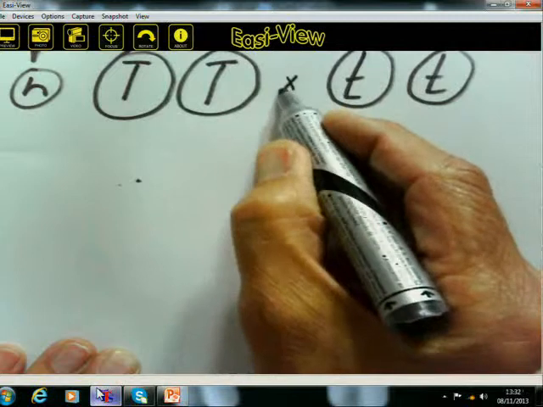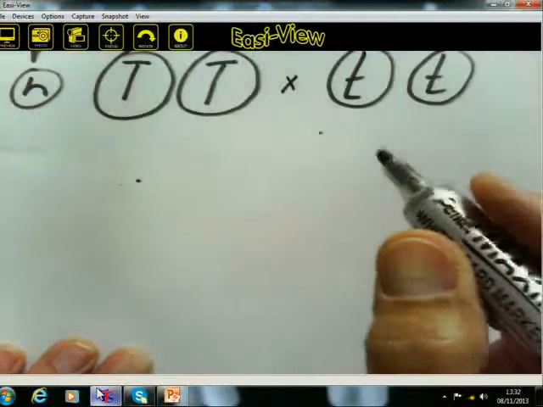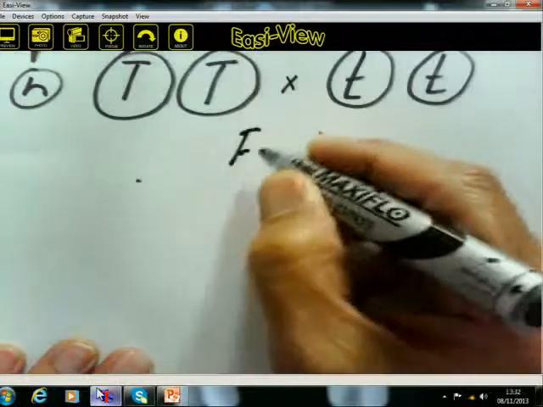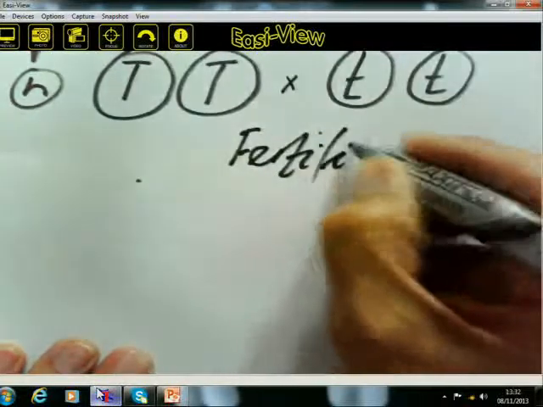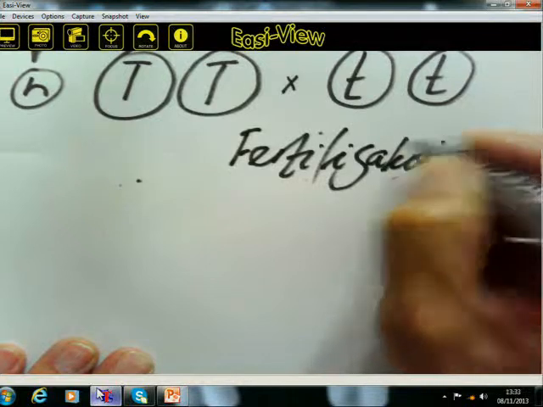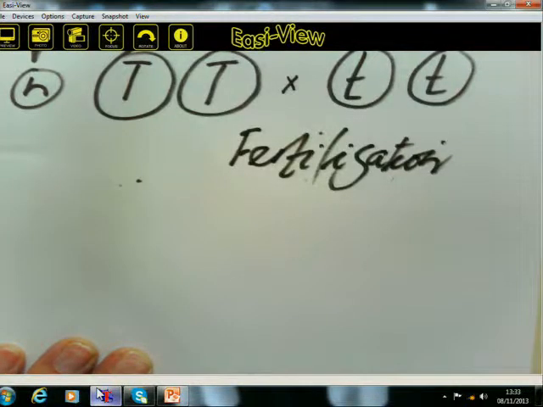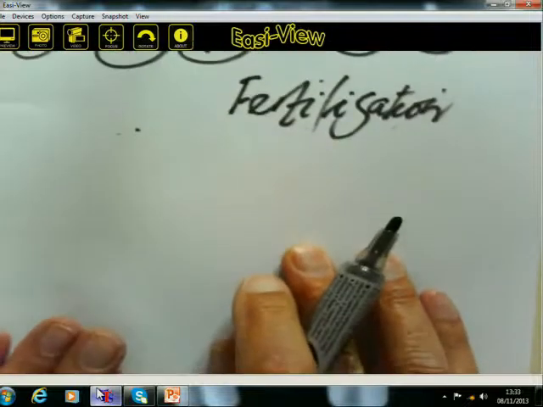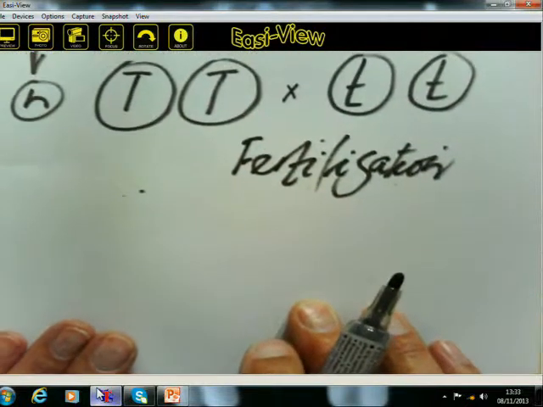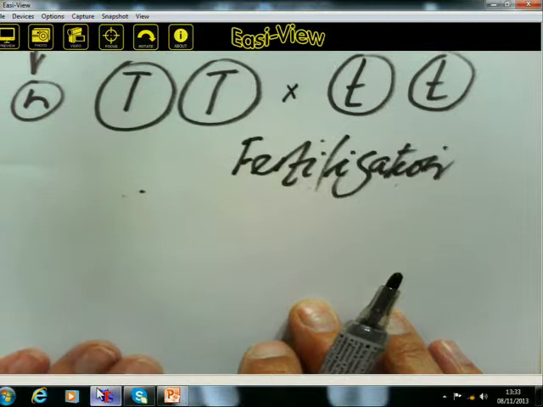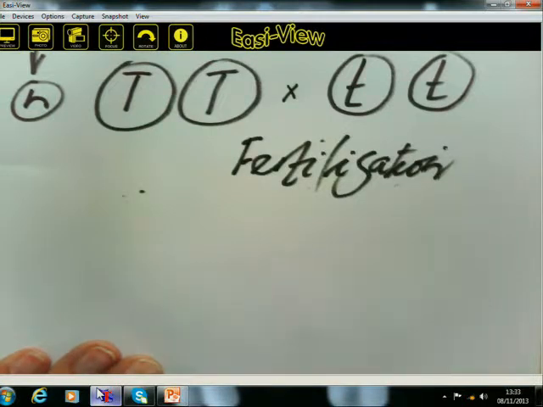So now another process must take place, namely the process of fertilization. Fertilization, the fusion of gametes. You see, meiosis reduces the number of chromosomes. Fertilization restores the diploid number of chromosomes. And bear in mind that when gametes fuse, they all have the same opportunity, the same chance. That's why we refer to the chance of fertilization.